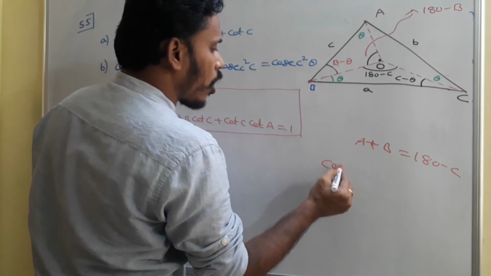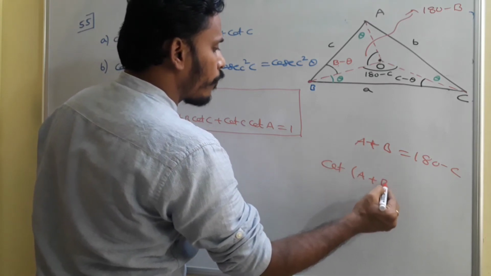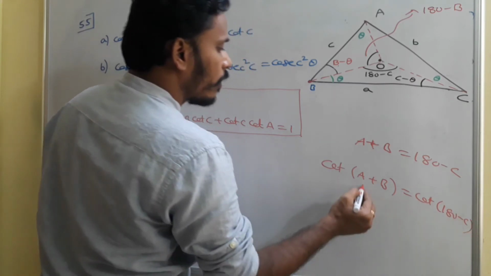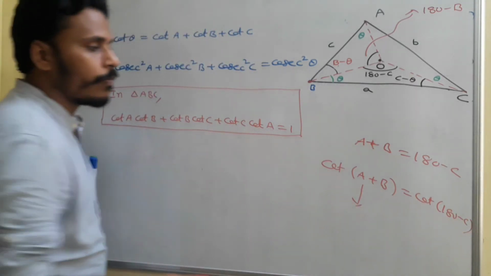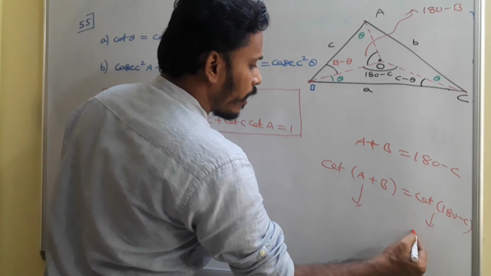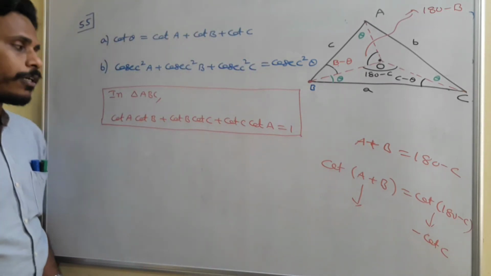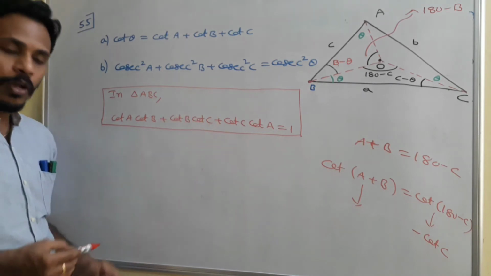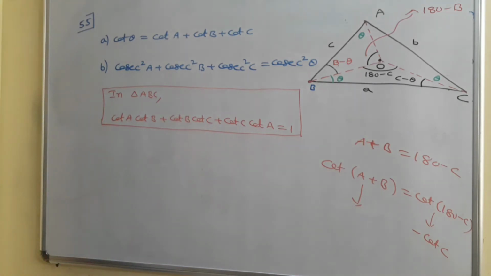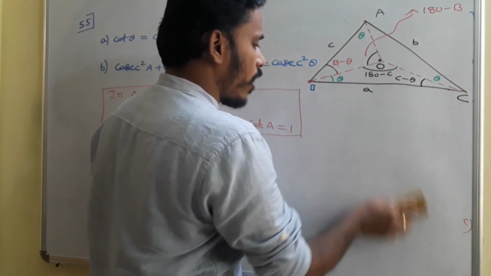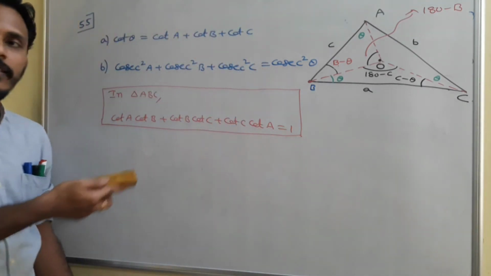You just apply cot on both sides. Cot of (A plus B) is equal to cot of (180 minus C). This side is the cot of (A plus B) formula. That side, cot of (180 minus C), is simply minus cot C. And on cross multiplication you have this idea. So memorize it: in a triangle ABC, cot A cot B plus cot B cot C plus cot C cot A is 1. This is always there with us.